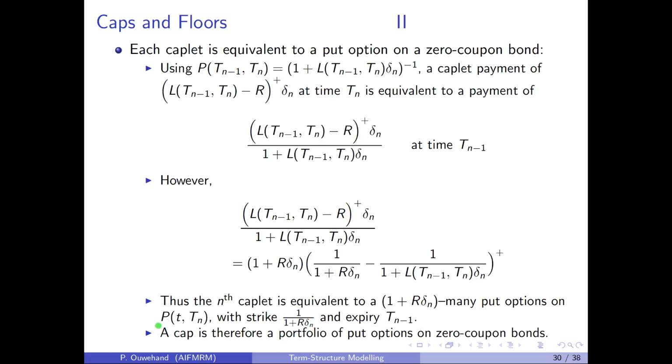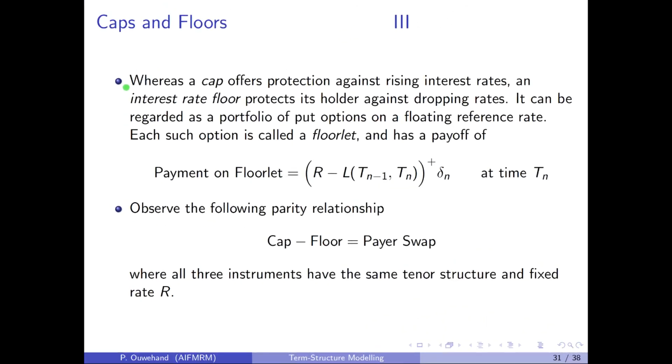The payoffs of a cap are therefore equivalent to those of a portfolio of put options on zero coupon bonds. Now, whereas a cap offers protection against rising interest rates, an interest rate floor protects its holder against dropping rates. An interest rate floor can be regarded as a portfolio of put options on a floating reference rate, for example LIBOR. Each such option is then called a floorlet and has the following payoff at time Tn.